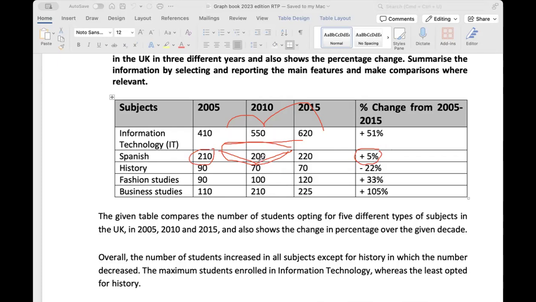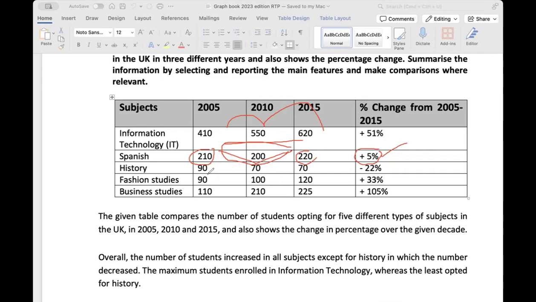This decreased slightly to 200 in 2010, but then increased and reached 220. Overall, there was an increase of how much? 5%. You can even give the third year data and give the data like that. Because here you don't want to confuse the examiner. So you're telling him clearly, overall it's a 5% increase, but there were fluctuations in the middle. If you want to give that, you can.